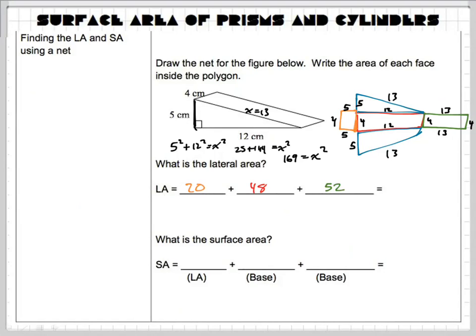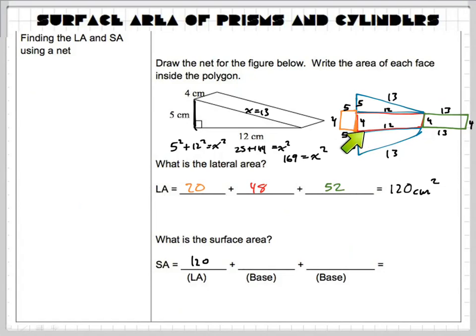When I add all these up, what do you guys get? I think it's 120. Double check though. Yeah, is it 120? Cool. 120. What is it? Inches? No, centimeters squared. That's just the lateral area. What about the surface area? Well, to find the surface area, we put the lateral area right here, and then we have to put the area of the two bases.